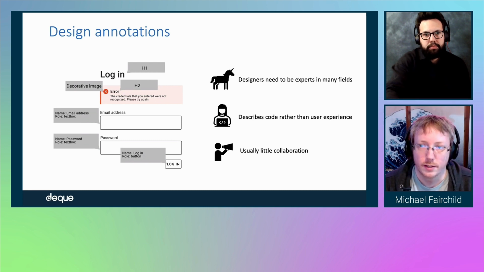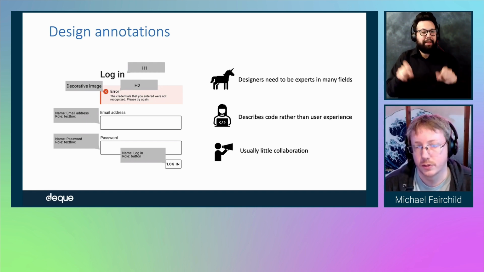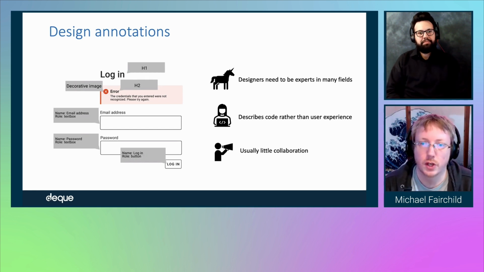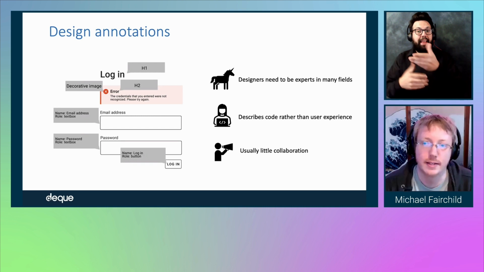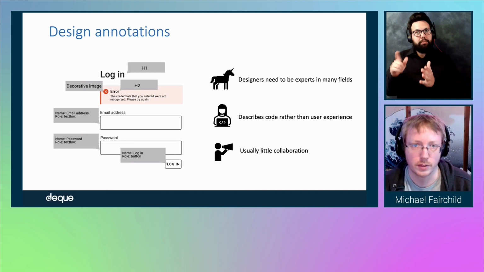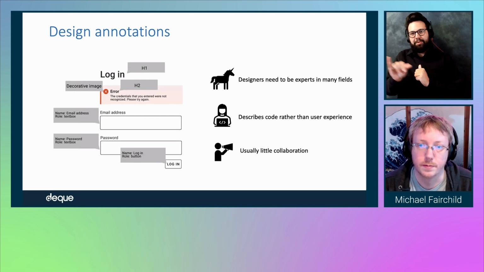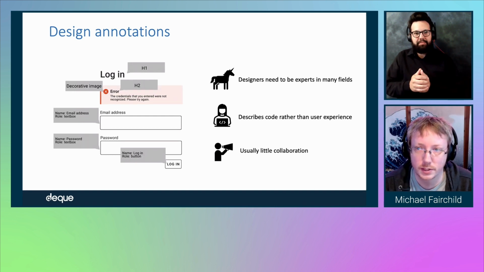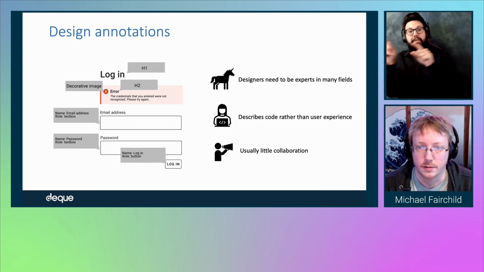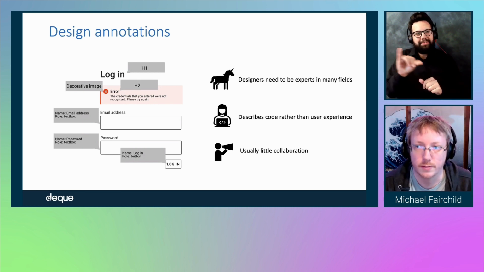There are some problems with this approach. The first of which is that the person making these annotations, which is often going to be the designer, needs to be an expert in many fields. They need to be experts in design, but also in accessibility. You could have a subject matter expert join in for accessibility and do these annotations themselves, but that's an extra cost, and it's not always going to be very efficient.